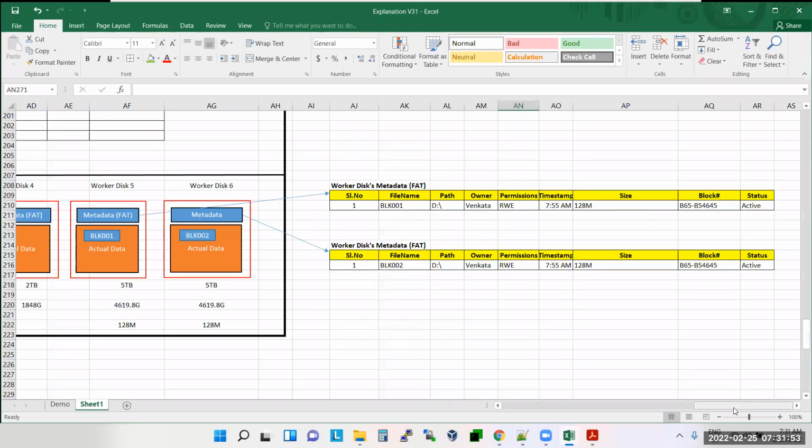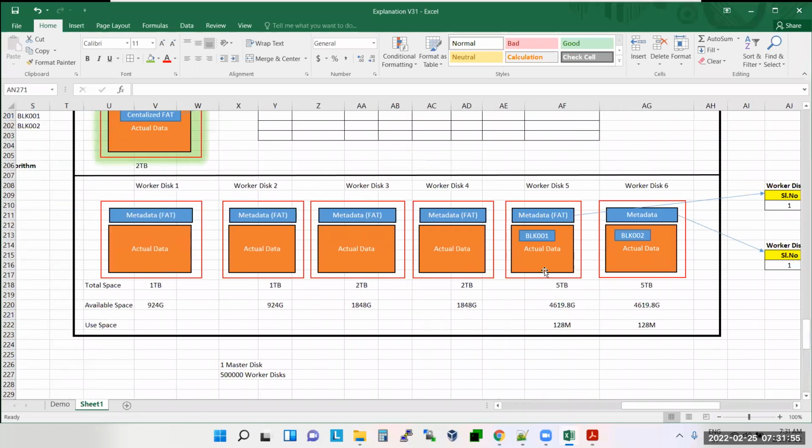In this scenario, why am I storing my data into these two disks only? I can put block 1 in this one also, and block 2 in this one also. But why do I put them here only? Because these two disks, compared to all the other disks, have more space. Got it?